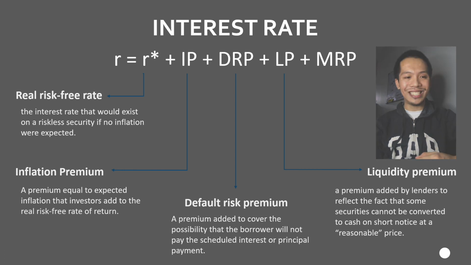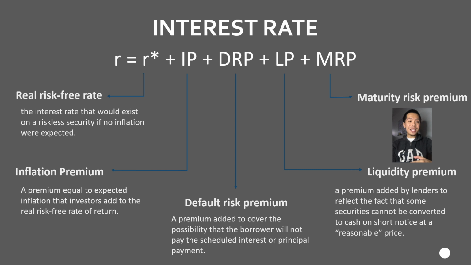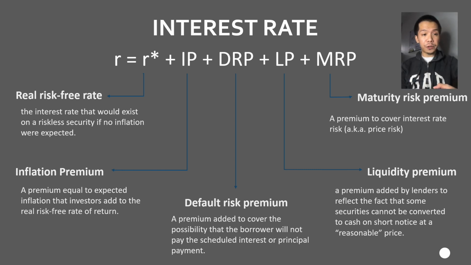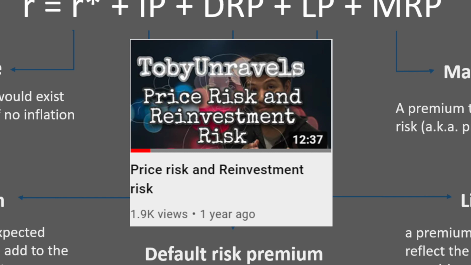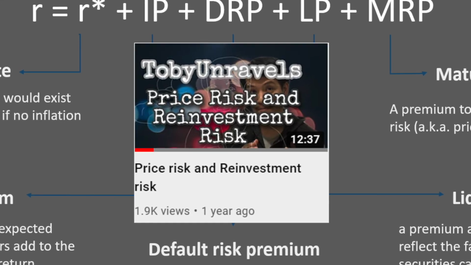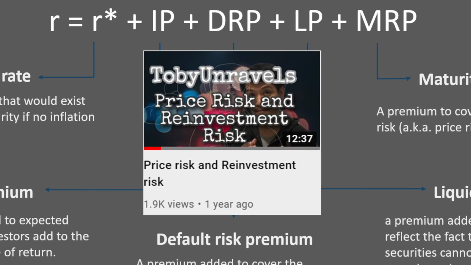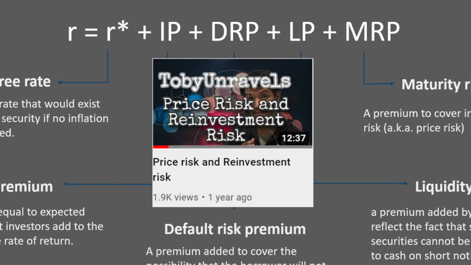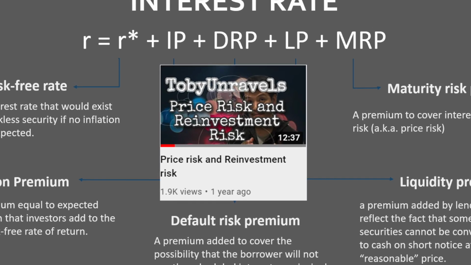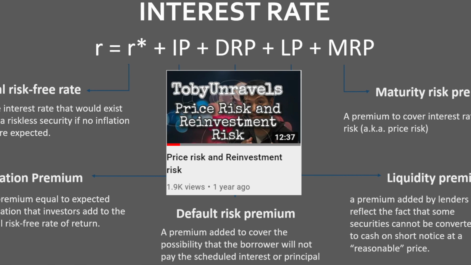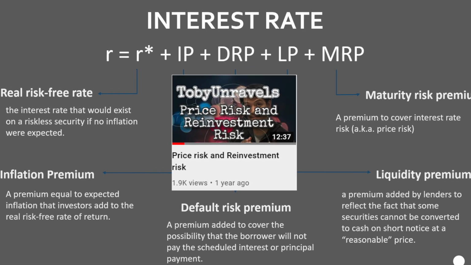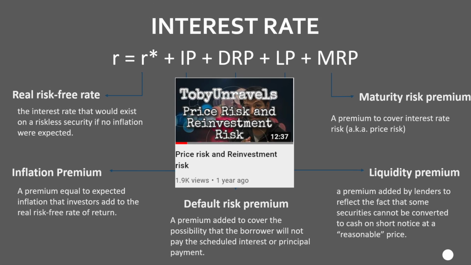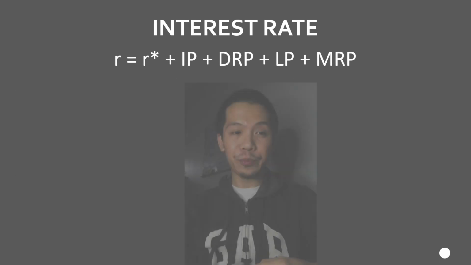Not being able to do so would mean that they would demand more from the borrower, as this will be an additional hassle. MRP is the maturity risk premium, a premium to cover interest rate risk, that is also known as price risk. We will cover this in a separate video. For now, what you need to understand is the longer the remaining maturity of the debt instrument, the more susceptible it is to interest rate risk. Just take it as it is for now.